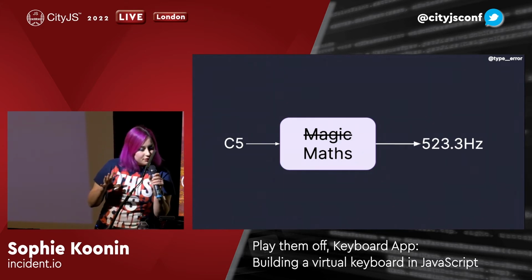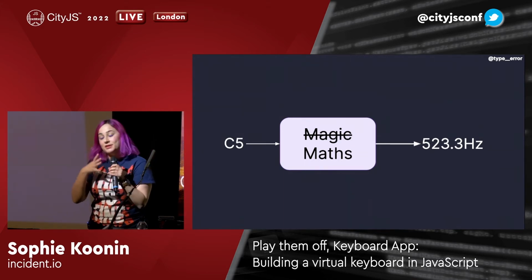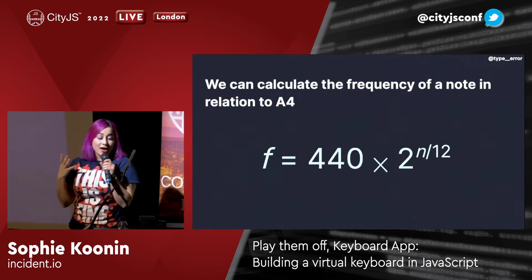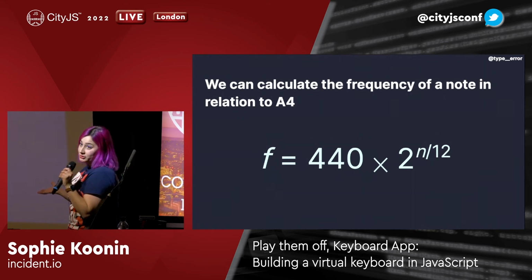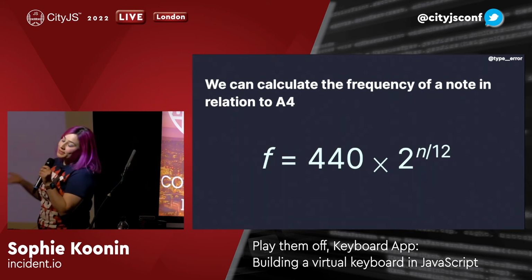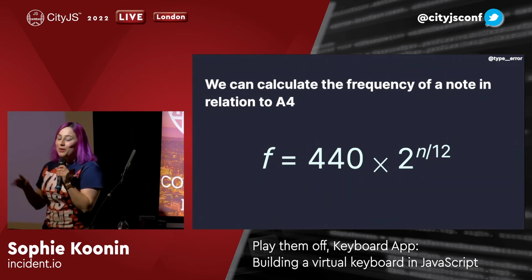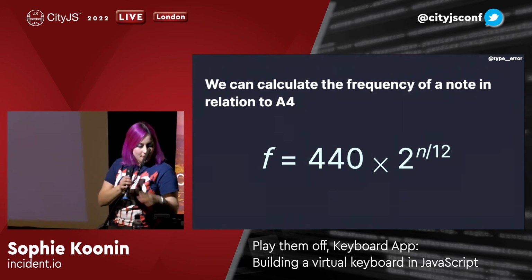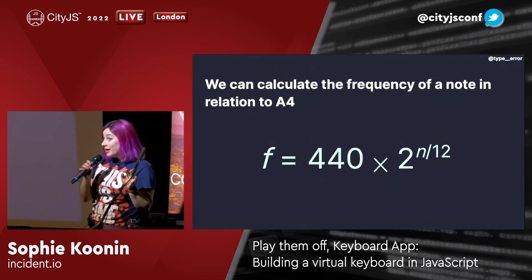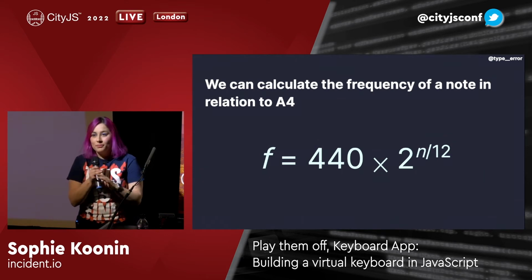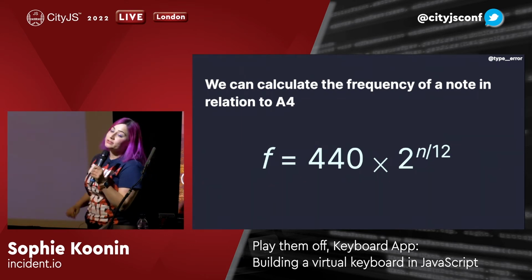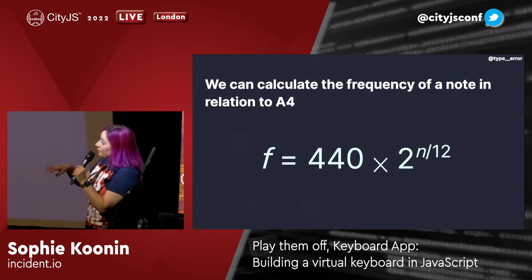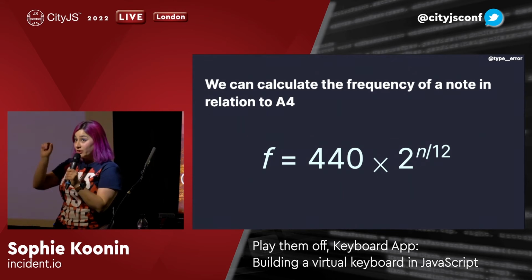The function to calculate the note's frequency is based on the position in relation to A4. The function itself is 440, which is the frequency of A4, multiplied by 2 to the power of n over 12, where n is the number of semitones between A4 and our note. For example, with C5, which is C in the 5th octave on the piano, if you count it out on the actual piano, it's 3 notes above. So to find the frequency of C5, we'd have 440 multiplied by 2 to the power of 3 over 12.